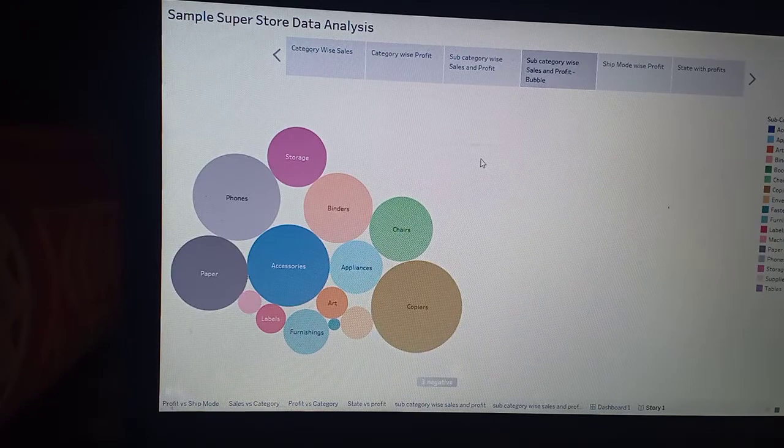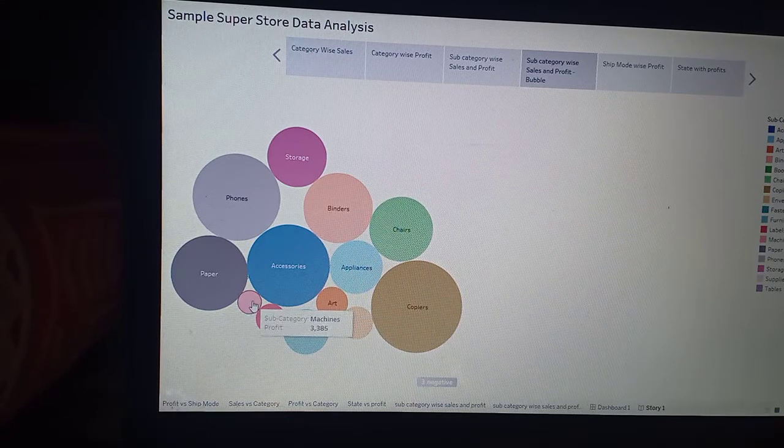So this is the same representation, but in a different way. It's a bubble chart. Same subcategory-wise profit. Here also we can see that the maximum profit is earned by the bigger bubbles. The biggest bubbles, I think, are copiers, phones, and accessories. These are the maximum profit earning things. We can increase the sales also because they are making more profit. We can increase the sales to get more profit. This is one thing that we can do about it.